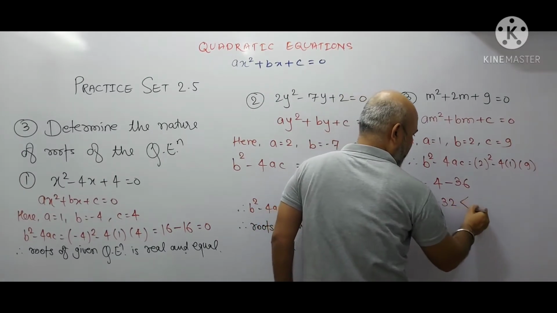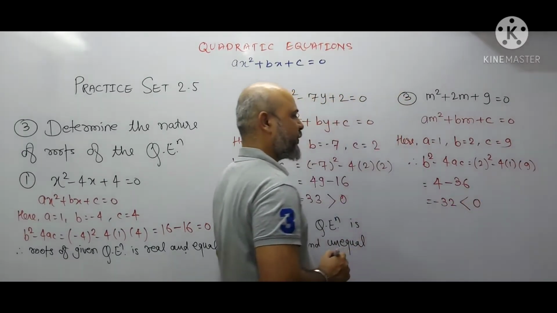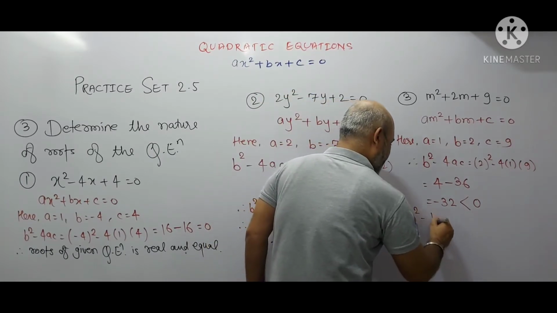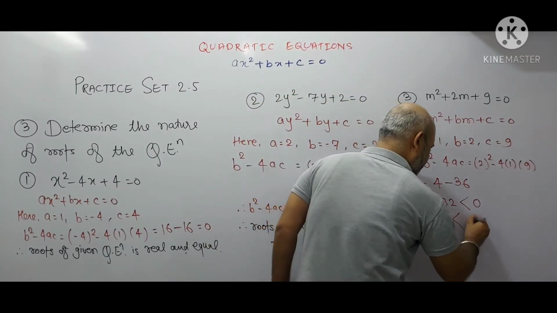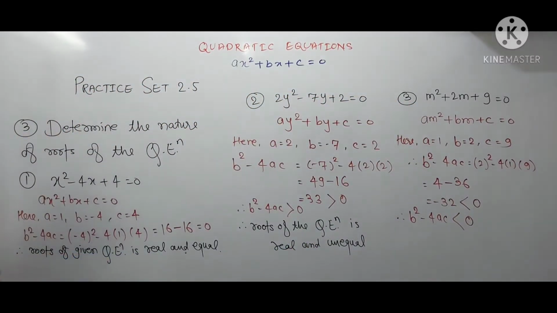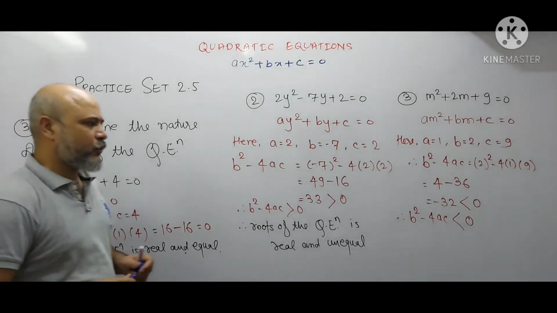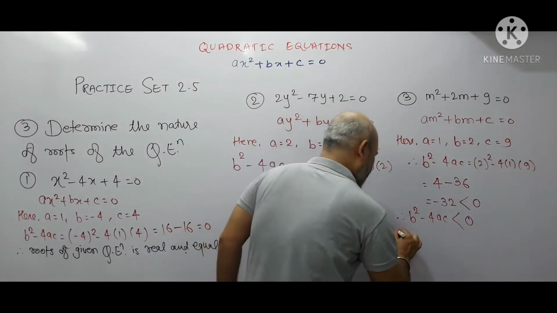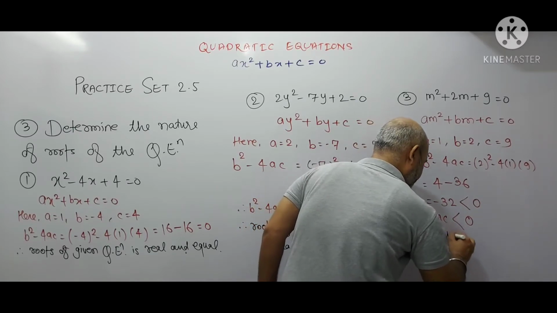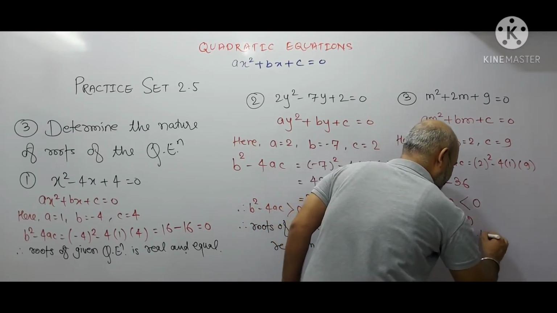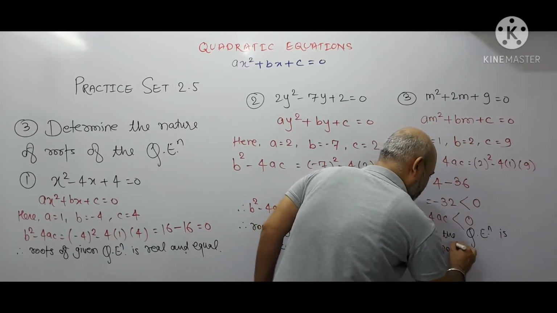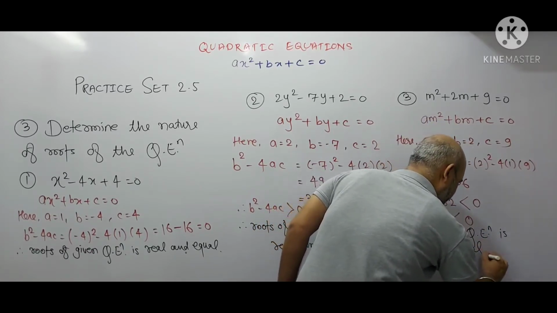Minus 32 is less than 0. It means that the value of discriminant b square minus 4ac is less than 0, and when the value of discriminant is less than 0, the roots are not real. Therefore you write roots of the quadratic equation are not real.